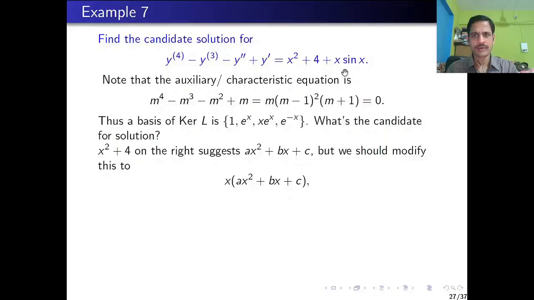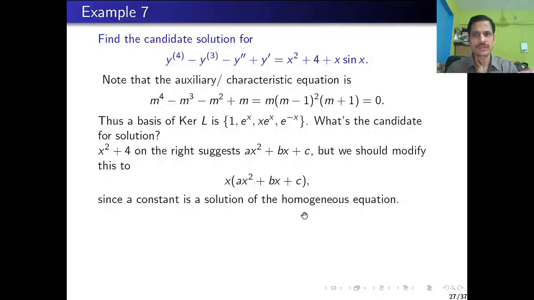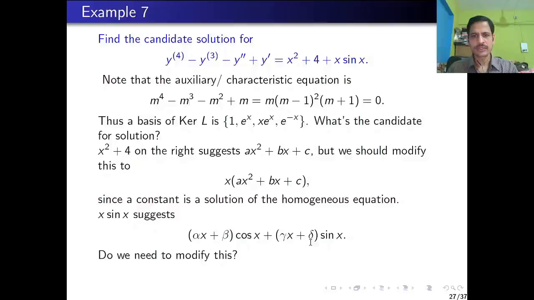Now we look at R2, that is x sin x, and this suggests that the candidate solution should be q1(x) cos x plus q2(x) sin x, where q1 and q2 are of degree 1, because here it is of the form x sin x, where x power is 1. So the degree of q1 and q2 should be 1 here. Q1, Q2, I am referring to the scheme that I described in previous lectures. Now, whether we need to modify this solution, we don't need to modify this solution, because sin x and cos x are not solutions of the homogeneous equation.